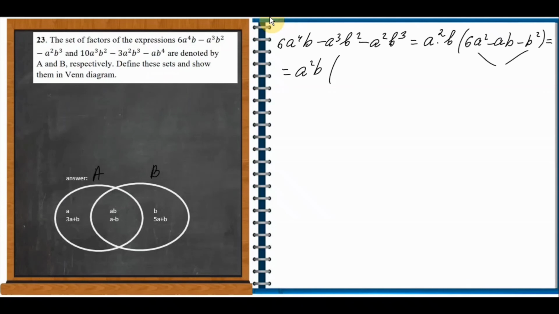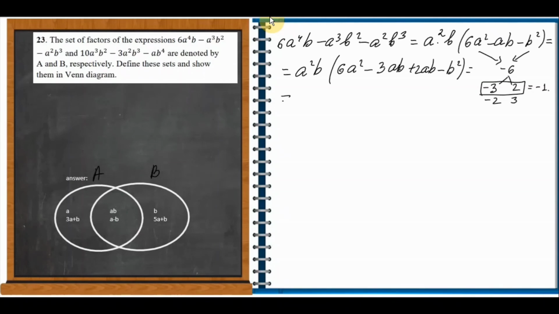Now we have a squared b as a factor. Let's factorize this trinomial. To factorize it, we first multiply the first and third coefficients, which is -6, and split -6 in such a way that the product of two numbers is -6 and the sum of two numbers is -1. So we can write -3 times 2 is -6, or -2 times 3 is -6, but we are going to choose this pair because their sum is going to be -1. Therefore, we will write 6a squared and separate -ab as -3ab plus 2ab, and it's still minus b squared.